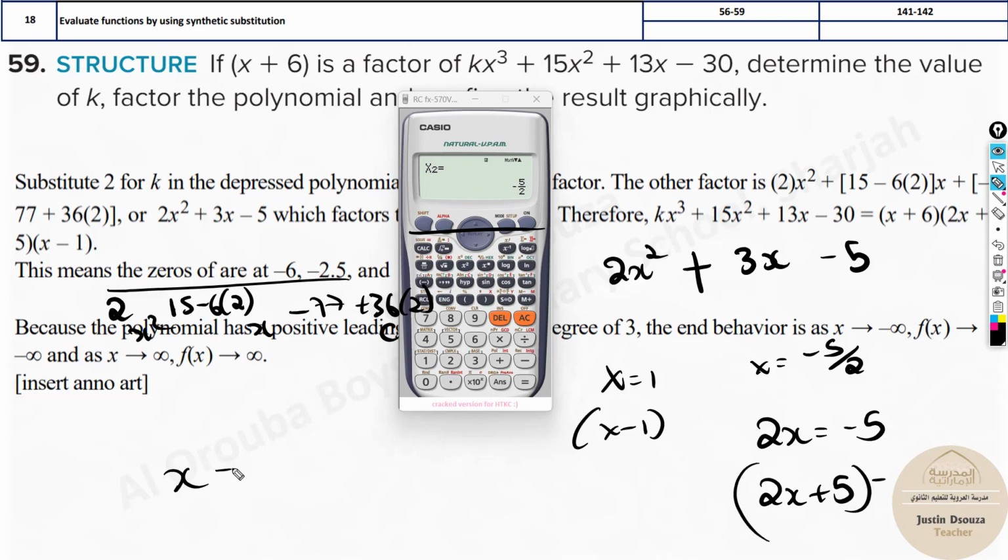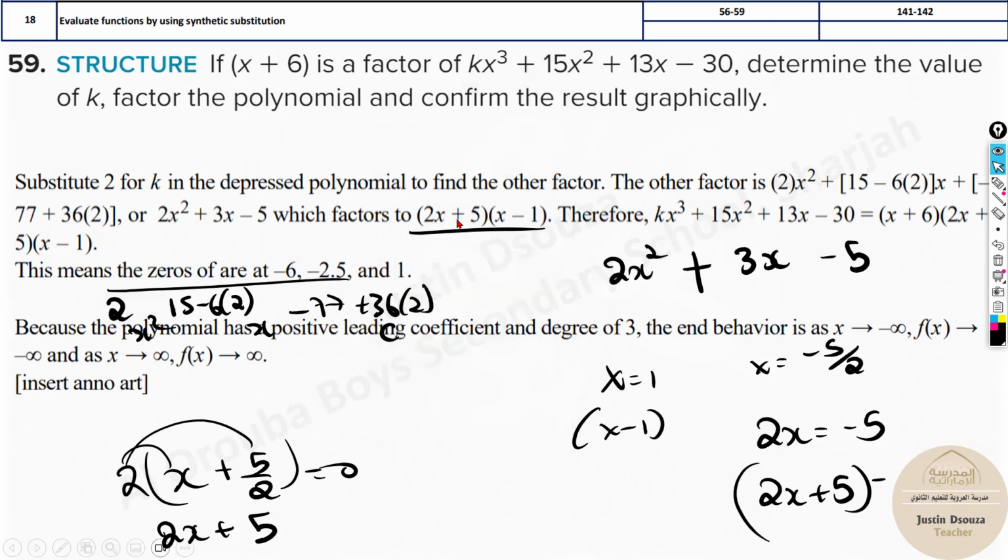X, take this entire thing to the other side, will be plus 5 by 2 equals 0. Now multiply throughout by 2. It will be 2x plus... see, it's like this, 2. It will be here 2x, 2 and 2 cancel, you will remain with 5. The factor will be 2x plus 5. Any method you do, you'll get that answer. 2x plus 5 and x minus 1. So that is the factor.